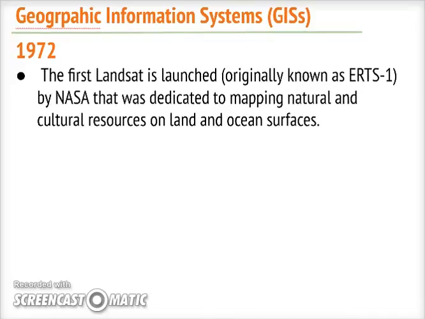And for remote sensing, the first Landsat, originally ERTS-1, was launched in 1972 by NASA and was dedicated to mapping natural and cultural resources on land and ocean surfaces. As you know, remote sensing also played a part in the development of GIS as a source of technology as well as a source of data.